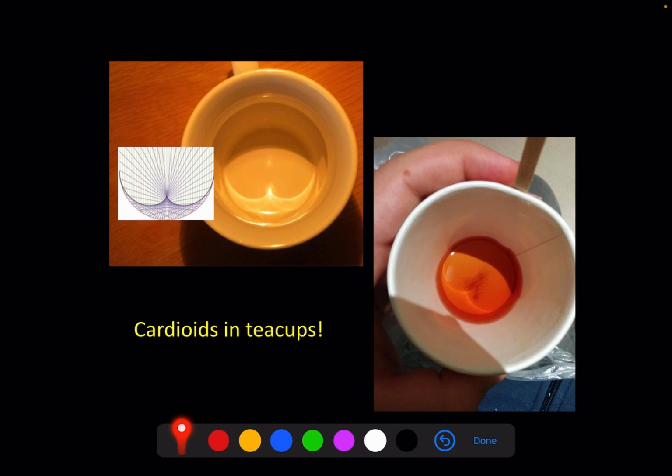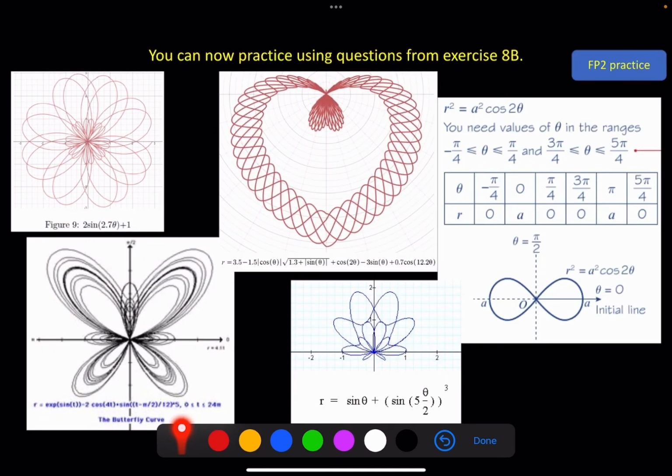But there are many, many sorts of graphs you can make with polar functions, far beyond Cartesian equations. Here are just a few examples. And this should be enough for you to practice questions from exercise 8b. Have fun sketching some of these graphs.